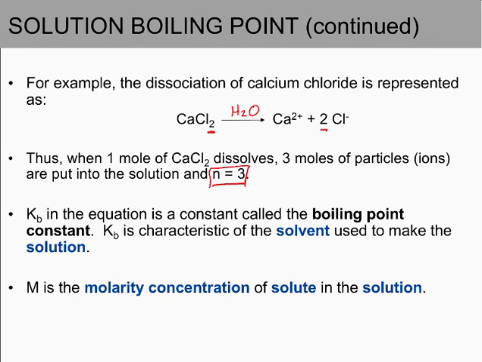Now, Kb in the equation is a constant called the boiling point constant. So Kb is just something that you look up in a table, basically. So this is something that's typically measured for us or determined for us. So you'll usually be given the value of Kb in a problem, or you might be asked to solve for Kb and you'll be given all of the other components that you need. And then M, again, is the molarity, the concentration of solute in the solution. And that's in moles per liter.